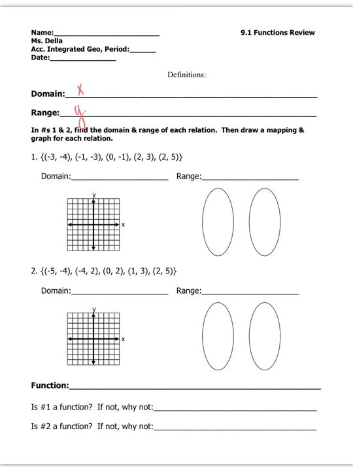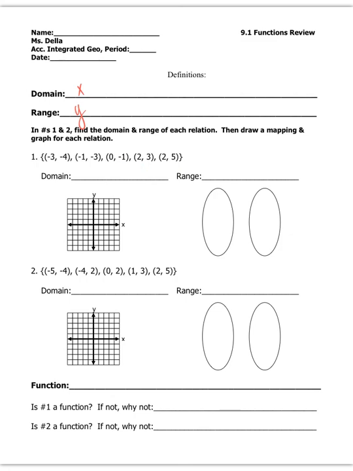All right, next set. For number 1 and 2, find the domain and range of each relation, then draw a mapping and a graph for each. So it looks like we need to take these numbers, list out the domain. Remember, you don't have to list them in any order, but there should be no repeats. So the domain for this first one I would say is -3, -1, 0, 2. Notice I did not list 2 twice. The range is -4, -3, -1, 3, and 5.